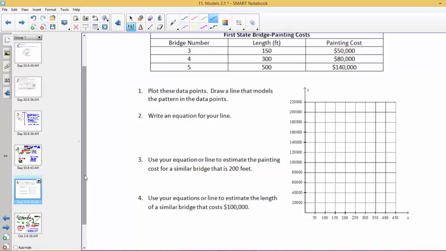All right, so this is the x value, so we should label this as feet. And this is the y value, so we should label this as cost. And you do need a title. So you could put like bridge estimates or some sort of title that relates to this. So over 150, up 50,000. Over 300, up 80,000. And over 500, up 140,000.